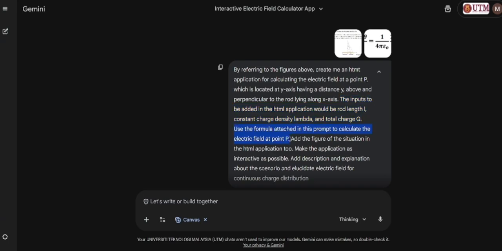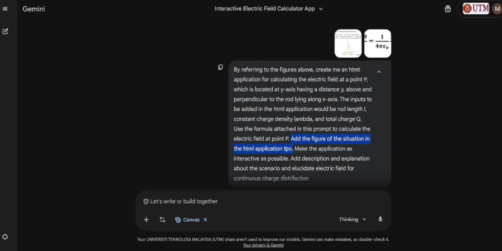This sentence intends to compute the different parameters using the attached formula derived from integration. This ensures academic correctness of the calculated parameters. Using the analytic formula is faster and more exact. So this is the formula used to calculate the magnitude of the electric field at point P. This sentence intends to include the provided image in the interface.